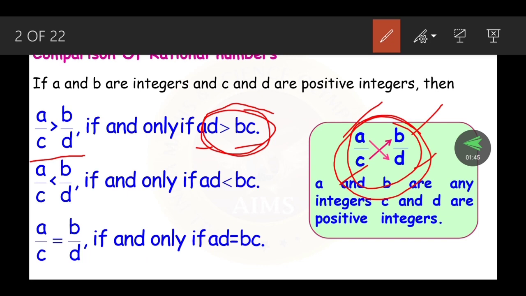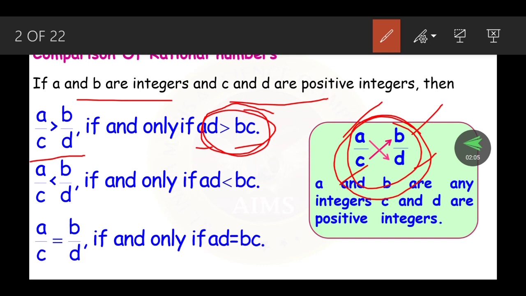But here a condition is applicable: a and b should be integers and c and d should be positive integers. Why are c and d positive integers? Because c and d are in the denominator part. So this is applicable for positive denominators.